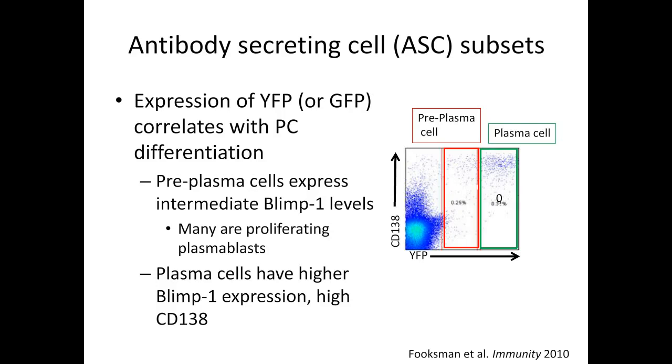So intermediate levels of BLIMP1 YFP represent a mixed population of plasma cells and pre-plasma cells containing proliferating plasmablasts. The highest expression of BLIMP1 corresponds to plasma cells, which are CD138 high. Expression level correlates with differentiation, but it's not sufficient to truly distinguish plasmablasts from plasma cells without using additional markers. Therefore, BLIMP1 positive cells can be collectively referred to as antibody-secreting cells, a catch-all for all groups of cells.